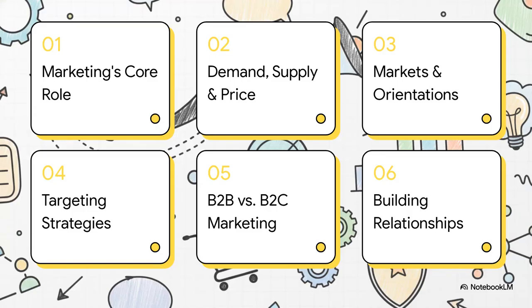All right, so here's our roadmap for today. We'll kick things off with the fundamental role of marketing. Then we'll look at how economic forces, like demand and supply, really influence decisions. From there, we'll explore how businesses choose their markets, how they target specific customers, and then how they build those lasting relationships. Let's get right into it.